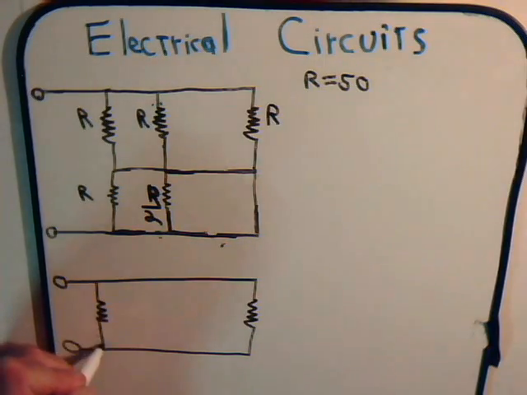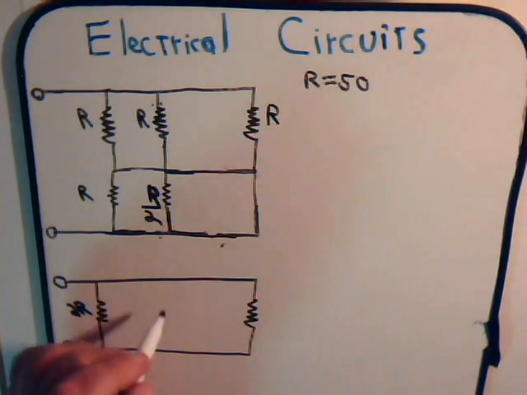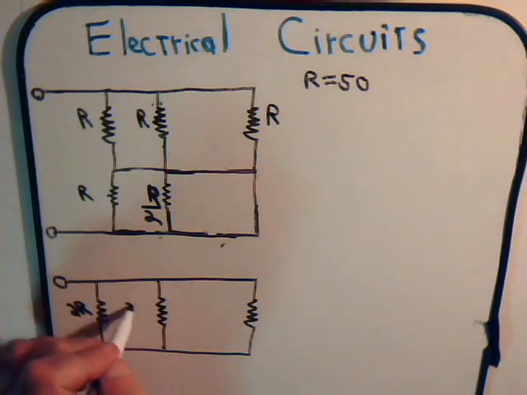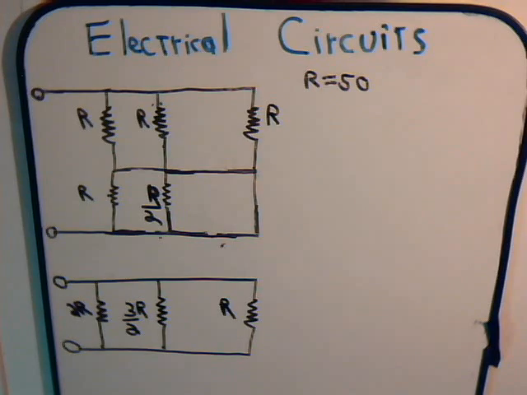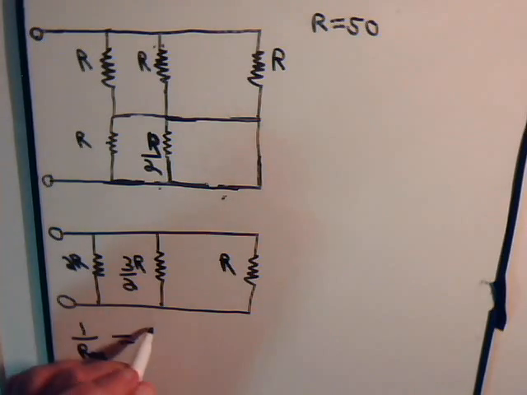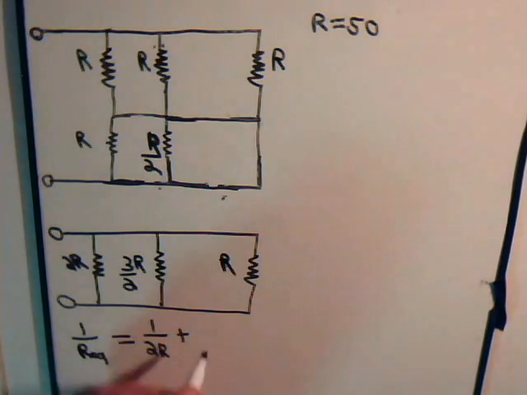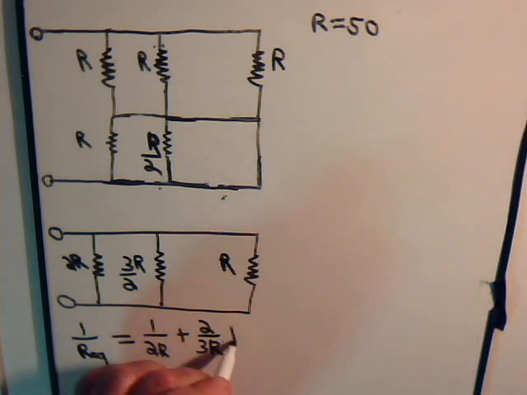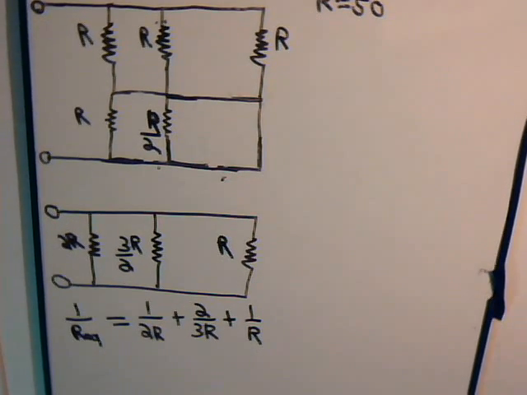And then these two add together to give 2 times R. These two add together to give 3/2 R. And this is R. So now the circuit is reduced to this, and the total resistance, or the equivalent resistance of this, you know from video number 2, its reciprocal is equal to the reciprocal of that resistor, 1 over 2R, plus the reciprocal of this resistor, 2 divided by 3R, plus the reciprocal of this resistor, 1 over R. And let's see what this gives us.